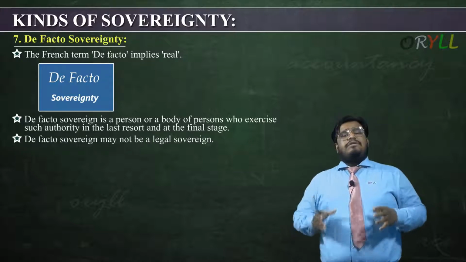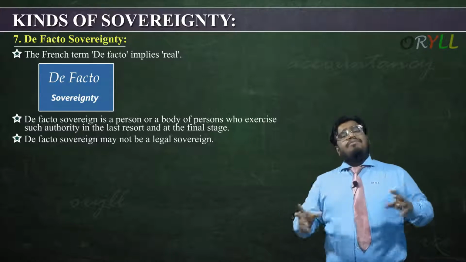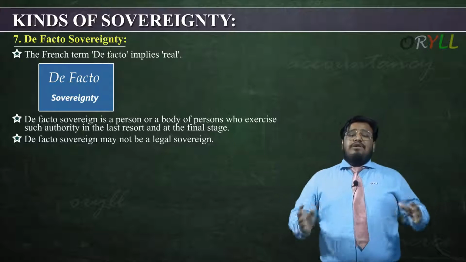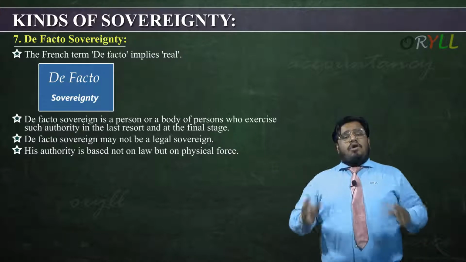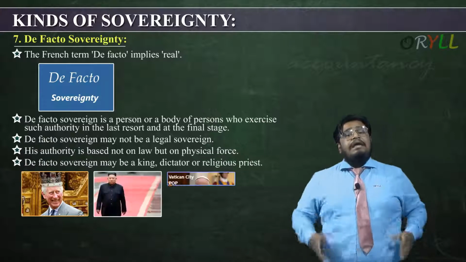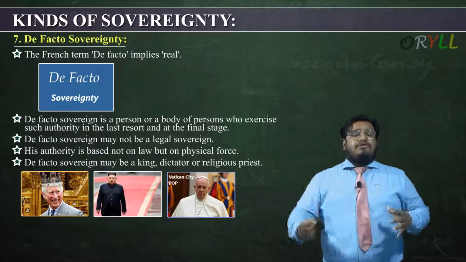De facto sovereign may not be the legal sovereign. That means it is totally opposite of the de jure one. De jure is always legal, but de facto means they are not legally the sovereign, and their authority is based not on law but on physical force. De facto sovereign may be a king, dictator or a religious priest. So these people have the de facto sovereign right.